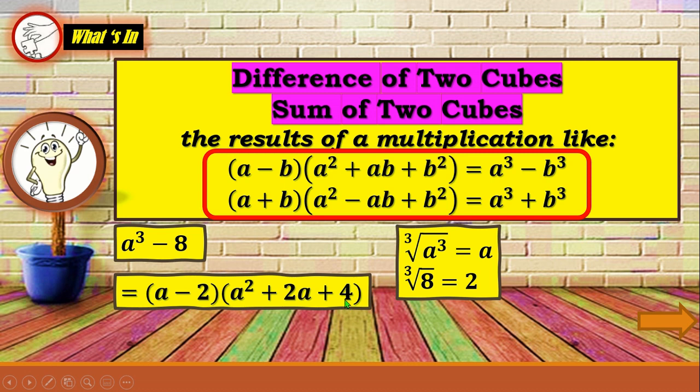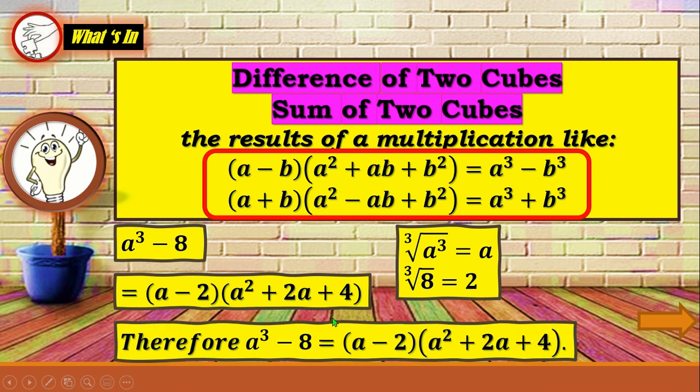2 squared is 4. Now, for the signs, we follow the pattern, which is same as the given, opposite to the given, and this one here will always be a positive. Therefore, a cubed minus 8 is equal to the quantity of a minus 2 times the quantity of a squared plus 2a plus 4.